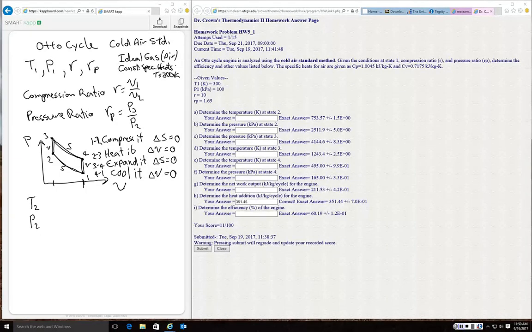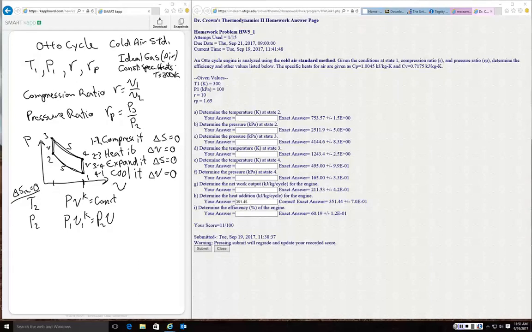And then for some processes we have that the entropy doesn't change. So for this first process, delta S from 1 to 2 is 0. So this is an isentropic process. So it's an ideal gas, constant specific heats, and an isentropic process. And for those three conditions, we know that PV to the k equals constant. And we can write that as P1 V1 to the k equals P2 V2 to the k.